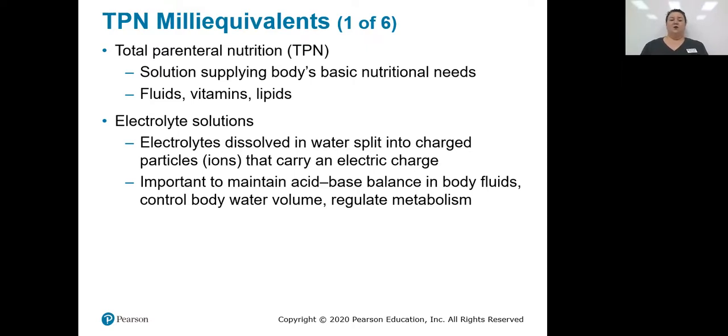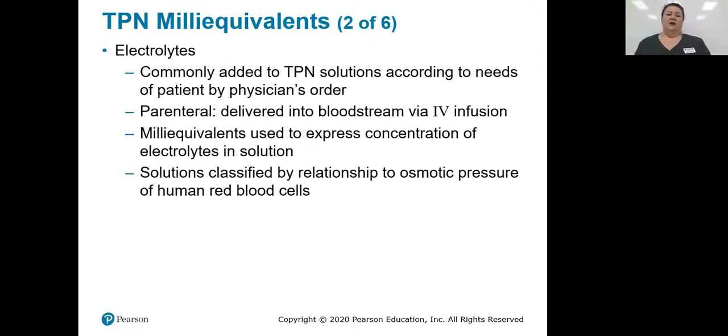And again, these are important to maintain body acid-base balance and body fluids. It also helps the body control water volume and regulates metabolism. So these electrolytes are very important for our body and its functions, correct? So with these electrolytes, they're commonly added to TPN solutions according to the needs of the patient by the physician's order. So these electrolyte calculations are not going to be the same for any two patients. They are individualized for the patient for whom they're intended.